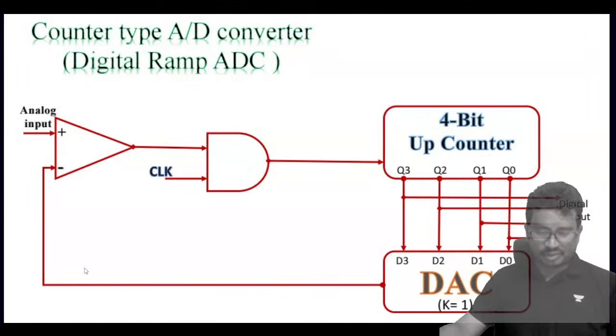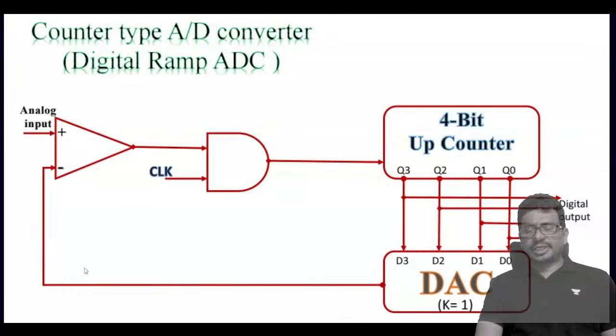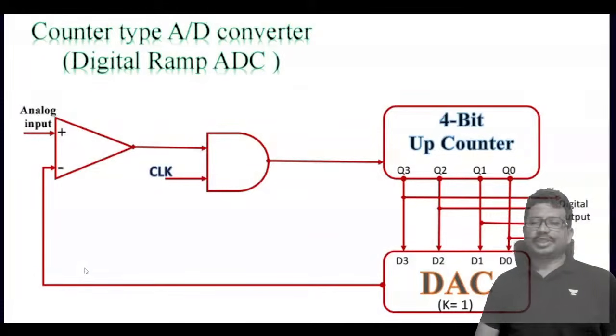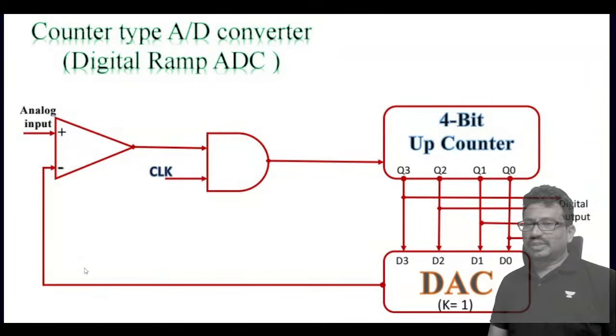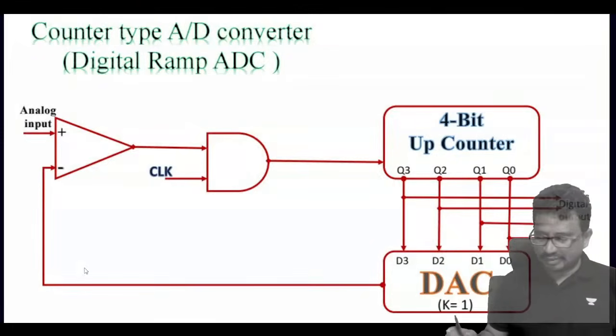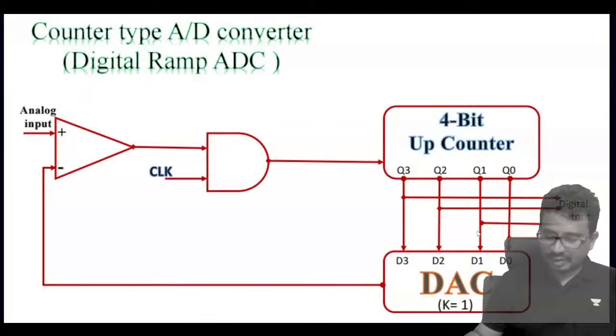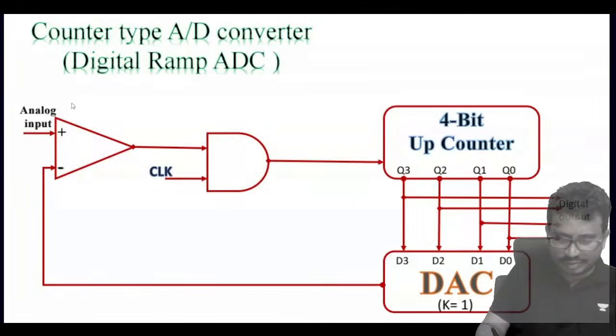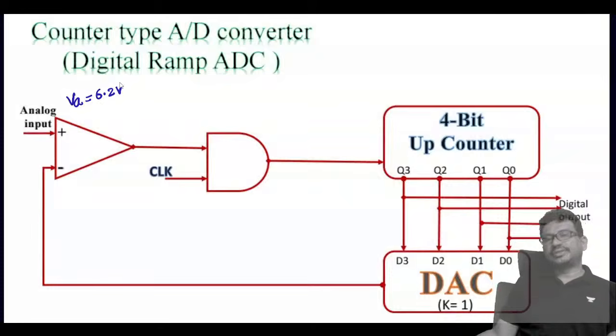Next, now let us talk about the analog to digital converters. First we are talking about the counter type A to D converter, which we also call counter type or digital ramp. Now let's see the working of this counter type A to D converter. Here we have given some analog input. Let us consider 6.2 volts.